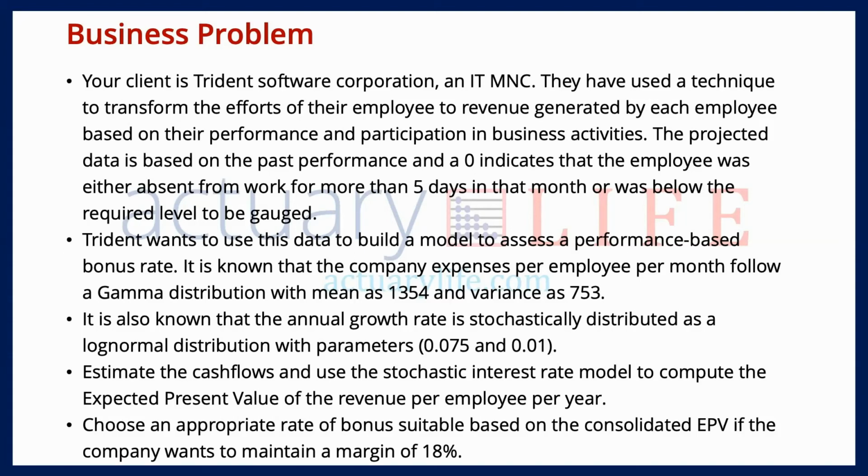So you have to estimate the cash flows. That's your first task, using the gamma distribution. Use the stochastic interest rate model. You will have to find multiple interest rates using this information, and probably a good approach would be to have 12 different rates, one for each month, because we have monthly cash flows. The rate would be in annual terms, but you'll have to convert that to monthly for the purpose of finding the discounted value. Then you have to choose an appropriate rate of bonus based on the consolidated expected present value, if the company wants to maintain a margin of 18%.